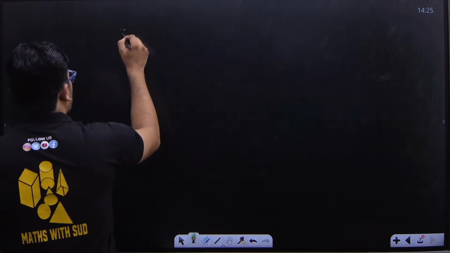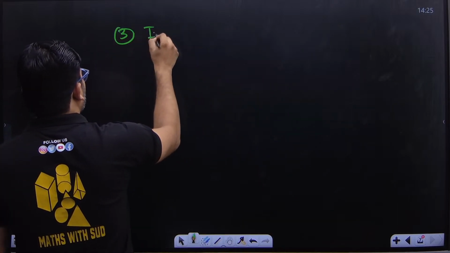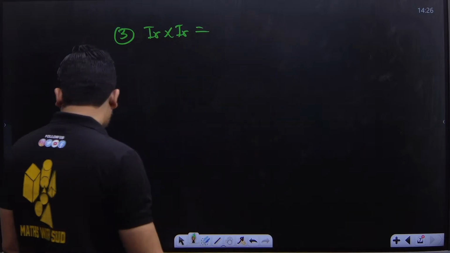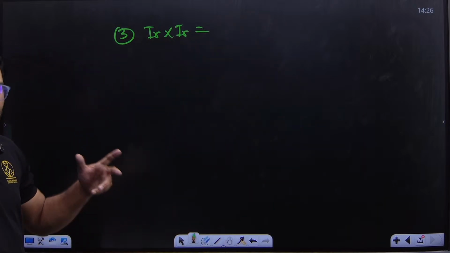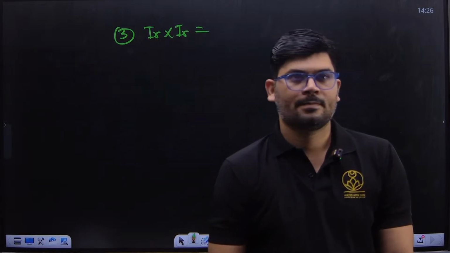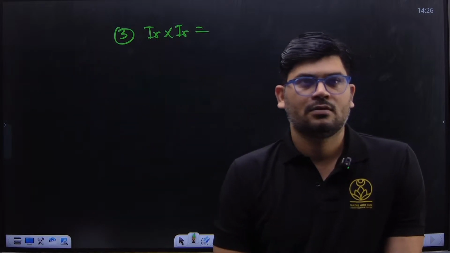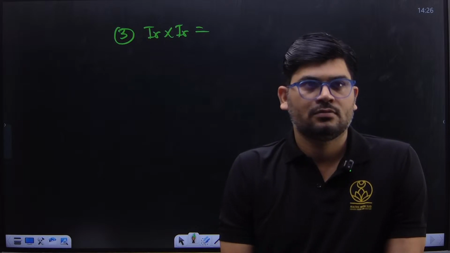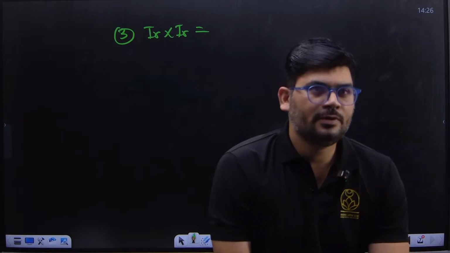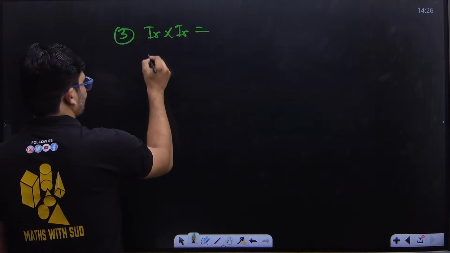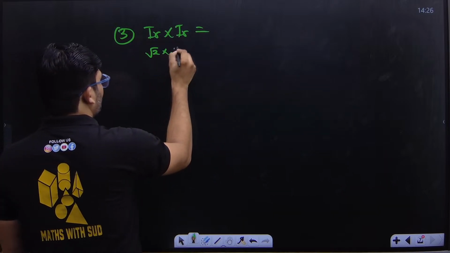Now tell me for multiplication. If I multiply an irrational number by an irrational number, what will I get? Will I get rational, irrational, or any of them? It can only be irrational. Can you give me an example? Again, root 2 into root 2. Root 2 into root 2 is, my dear, 2.